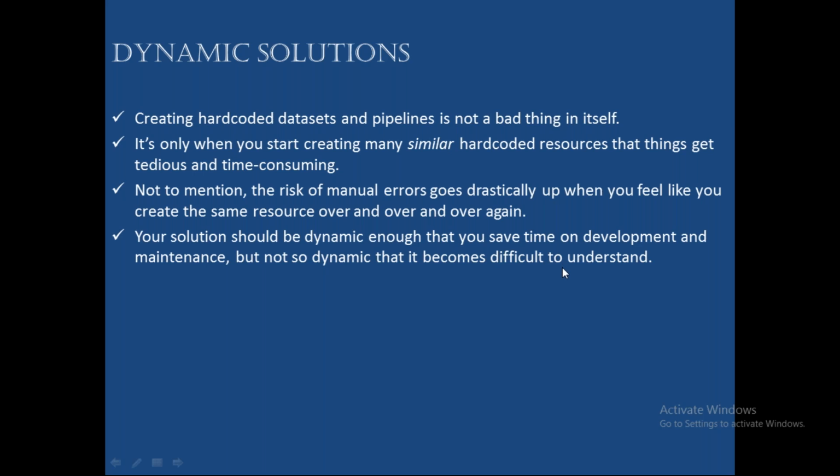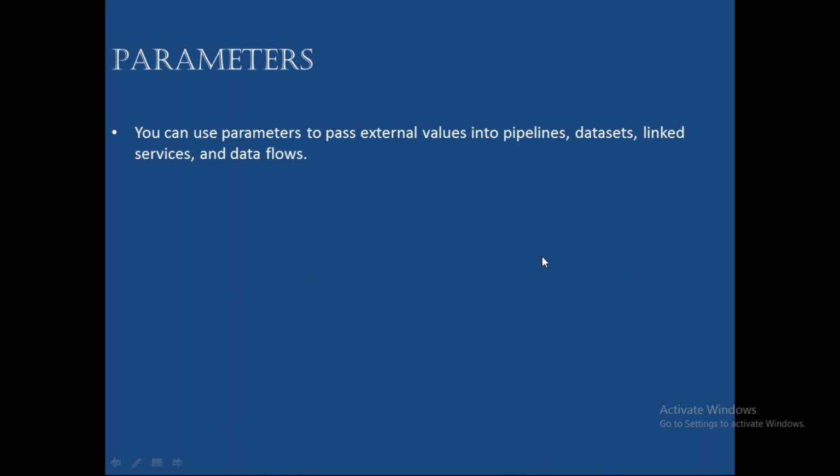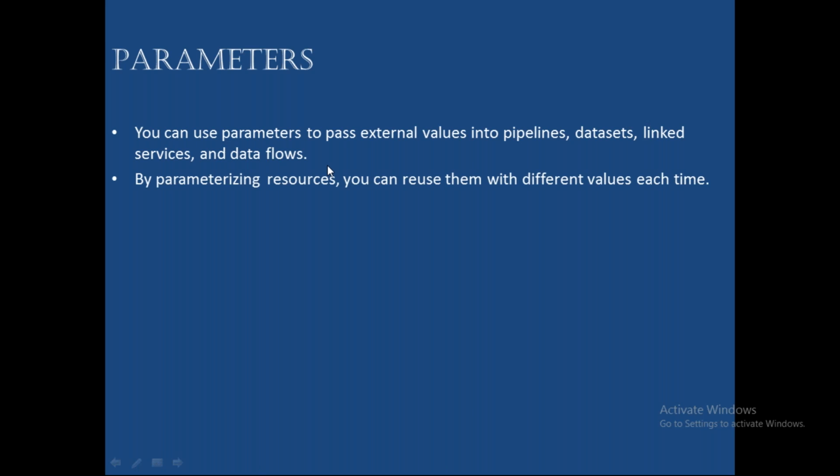We already discussed all these things, so let me go a little bit fast here. Parameters: we have pipeline parameter and dataset parameter. We have used pipeline parameter and dataset parameter, but linked service and data flow parameter we are going to use in the upcoming sessions. Next, by parameterizing resources, you can reuse them with different values each time. We already saw that by passing different file names and different container names to the dataset parameter, we are able to process the data.